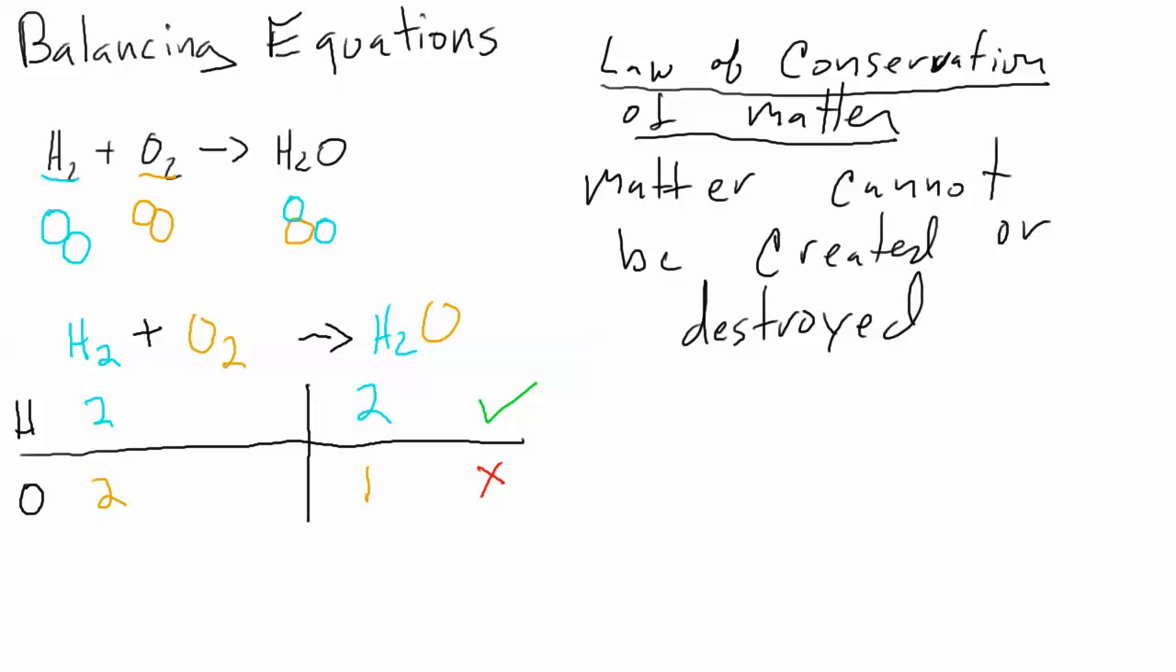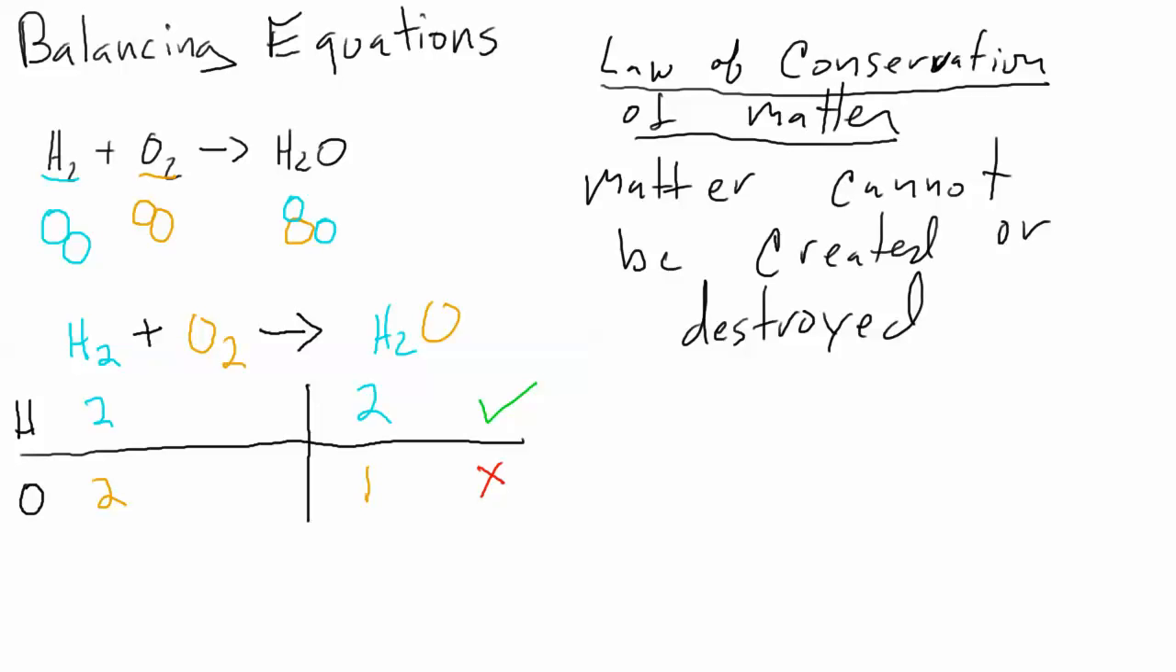So the question becomes, how do you fix it? What do you do to an equation to make sure that none of the atoms are being created or destroyed? And the answer to that is that you balance it. And the way that you balance it is you use something that's called a coefficient.